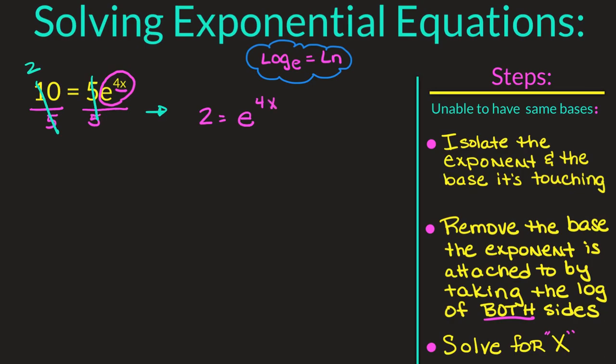Next we're going to log both sides, but in this instance we're going to ln both sides, which will make the e and the ln cancel each other out, leaving us with ln of 2 equals 4x. Then next we're going to isolate that x by dividing both sides by 4, leaving us with x equals ln of 2 divided by 4.